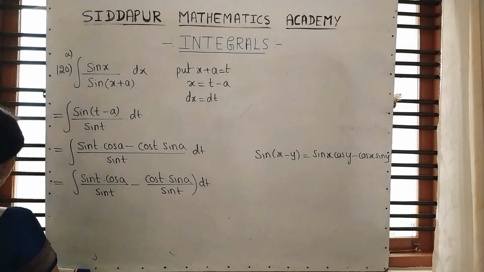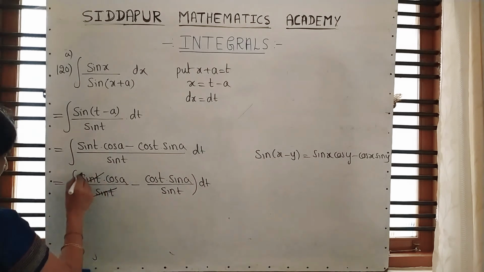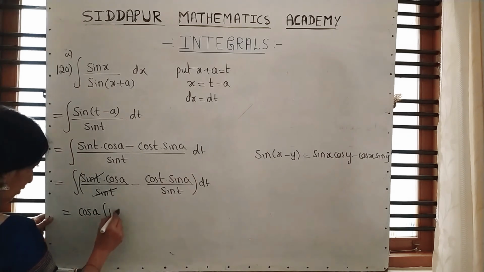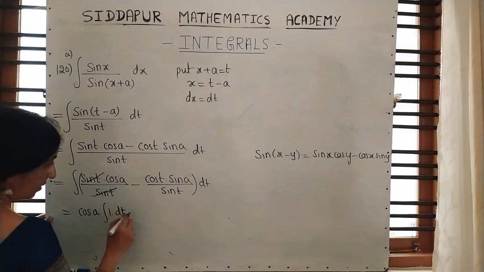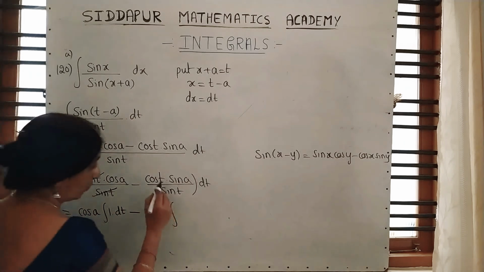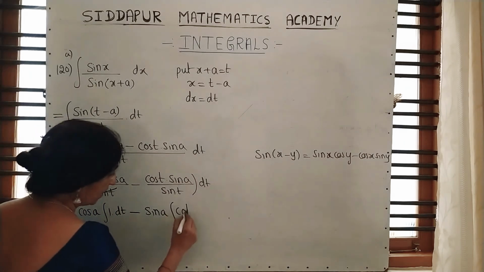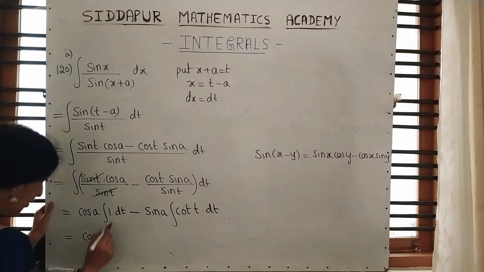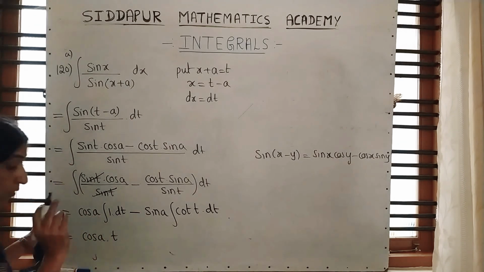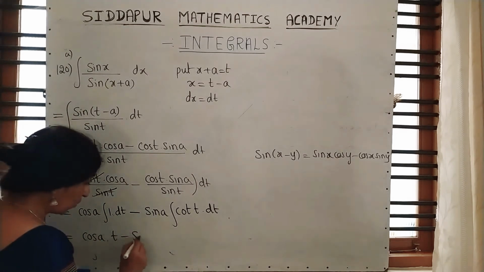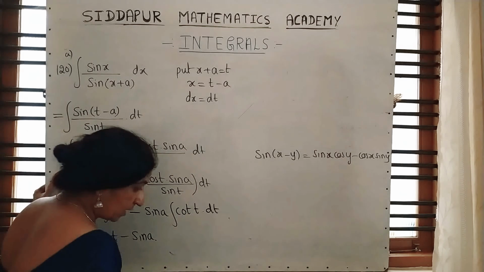If any cancellation, any simplification, go for that. This term gets cancelled. Take integration separately, and here cos a is constant, I wrote 1 into dt, remember, not dx. And here minus sin a constant, I took integration separately, that is important. Cos t upon sin t is cot t into dt. So cos a constant, integration of 1 with respect to t is t. Sin a constant, and tell me what is the integration of cot t.